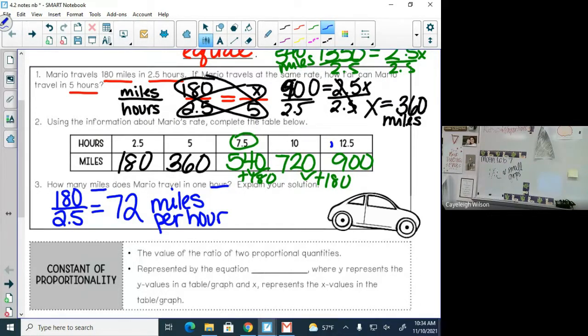Just like we talked about at the beginning, my pay rate was $10. You all were taking my pay divided by my hours to find my pay rate. We took his miles divided by his hours to find his constant rate of miles per hour, which leads us into what a constant of proportionality is.